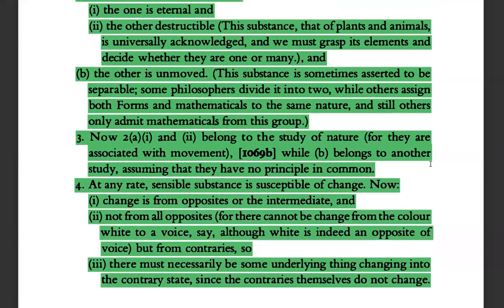Now, I hope this clarified how, as I promised at the beginning of the lecture, Aristotle's concept of secondary substances as the unmoved, for example, is in fact a solution to Plato's problem of the third man.